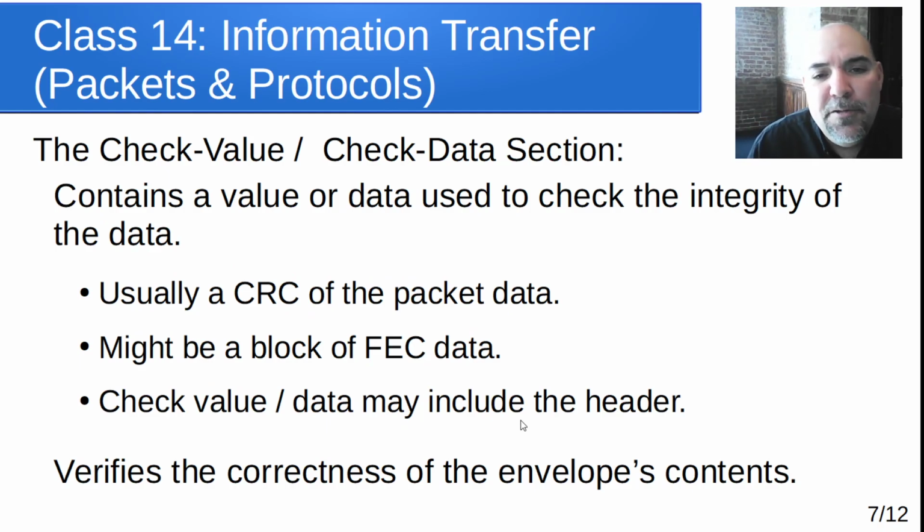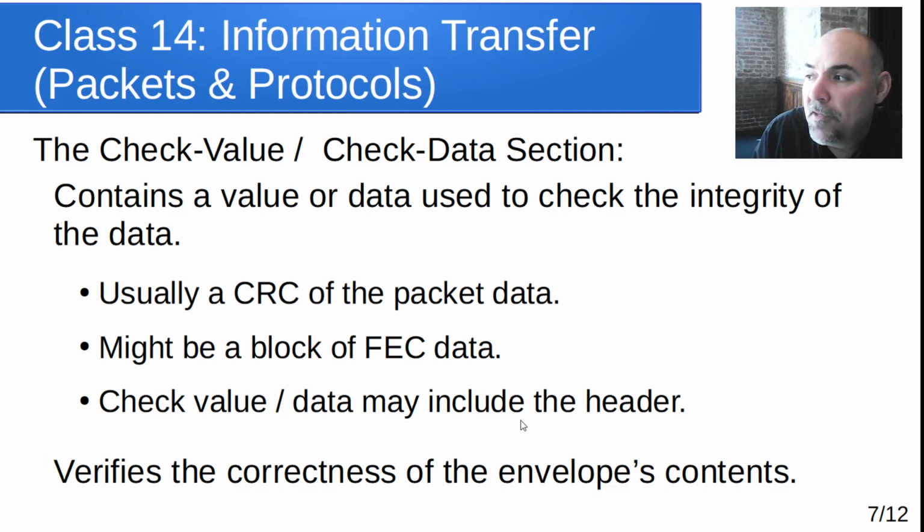Now, the check value or check data section, that is some sort of value, maybe it's larger than just a single value, but it's data used to check the integrity of the data portion of the message. Usually it's a CRC of the packet data. It might be a block of forward error correction data. It might be both the CRC and forward error correction data. It may also include not just the data, but also the header of the packet.